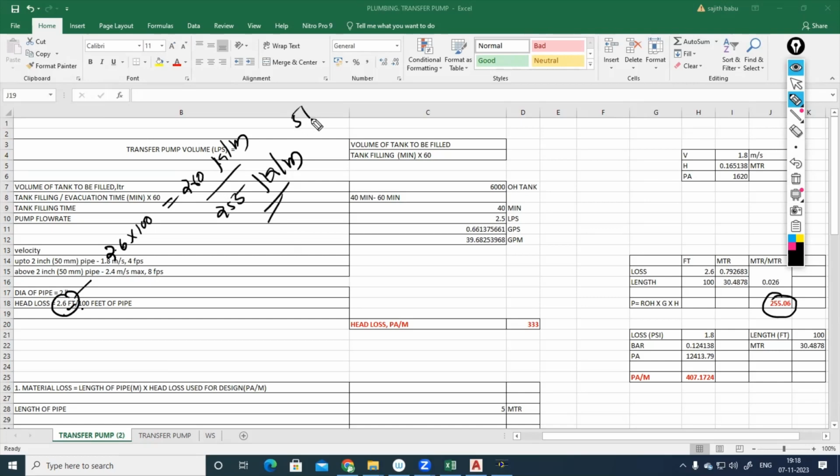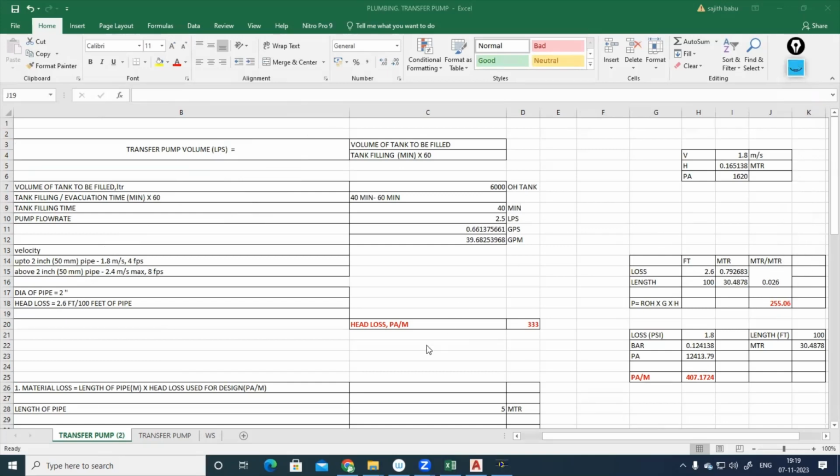How much Pascal difference? Just 5 Pascals difference. 1 bar of pressure is equal to 1 lakh Pascal. This is just a 5 Pascal difference. Correct. So it is not mandatory to do like this, but just for your knowledge, I have converted that. Even if you multiply the feet per 100 feet by 100, that head loss you can use for your calculation. But this is the accurate value. That's why I will be following this 255. Okay, both you can follow.